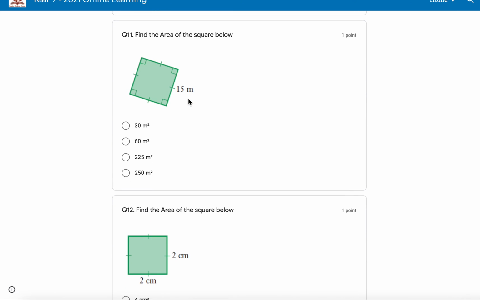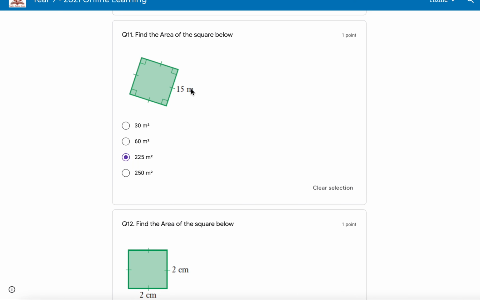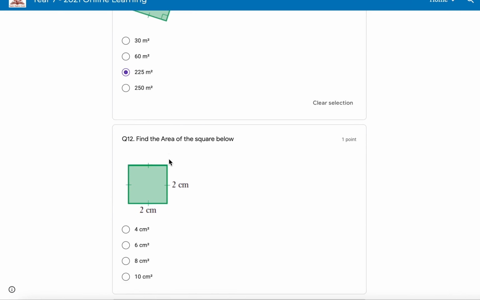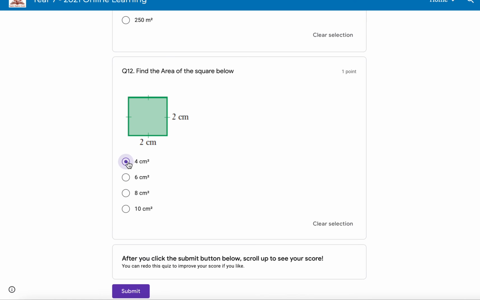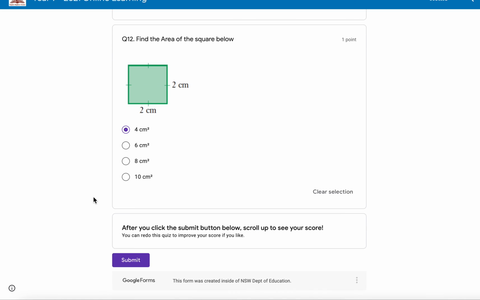Okay, question 11, find the area of the square below. So this time we're just doing 15 squared, or 15 times 15, which is 225 meters squared. In this case, we've got 2 by 2. So 2 times 2 is 4, or 2 squared is 4. Okay, and that's it. That was a quick quiz.